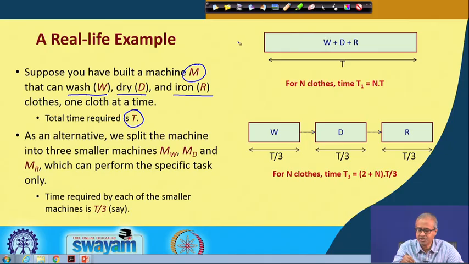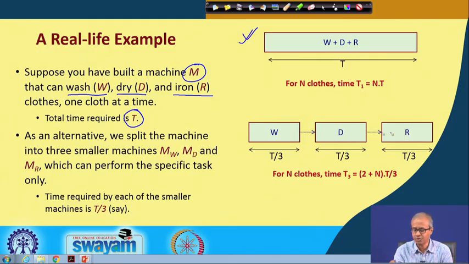So, pictorially I show it like this. I have my machine which does washing, drying and ironing, let us say M. The total time taken is t. So, if I have n number of clothes, then the total time required will be n multiplied by t, right. Now, let us assume that instead of a single very complex machine which can do everything, let me divide this machine into 3 smaller pieces, 3 simpler machines, one which can only wash, one which can only dry, and one which can only iron.